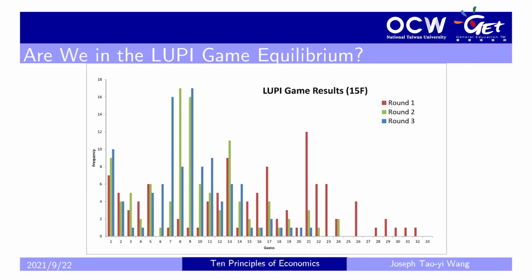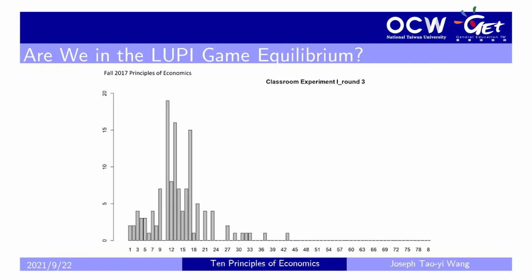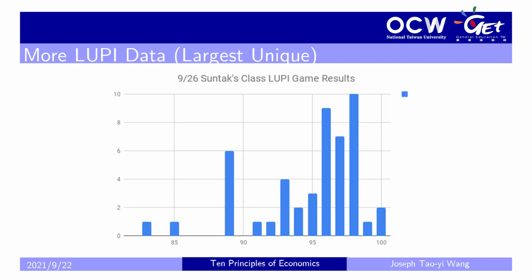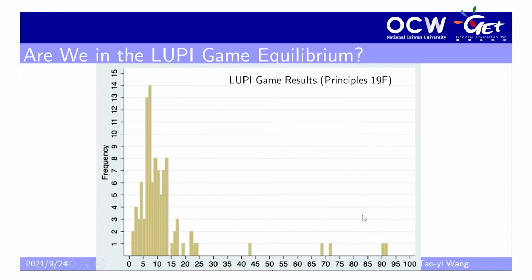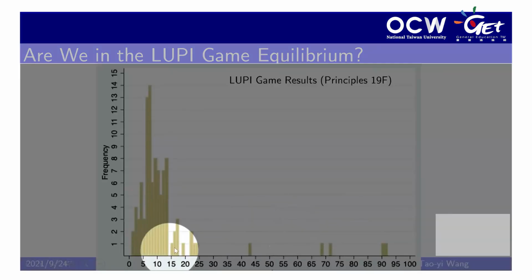This is another year where you can see round 1, round 2, and round 3, and you see it shifting around. This is round 3 of another year where 6 won. And this is another class. Actually, we did this on the largest unique, so it's close to 100. So 99 won here. And this is 2019. So here you see that actually 15 won. That's a unique number. Nobody picked 14, so 14 could have won.